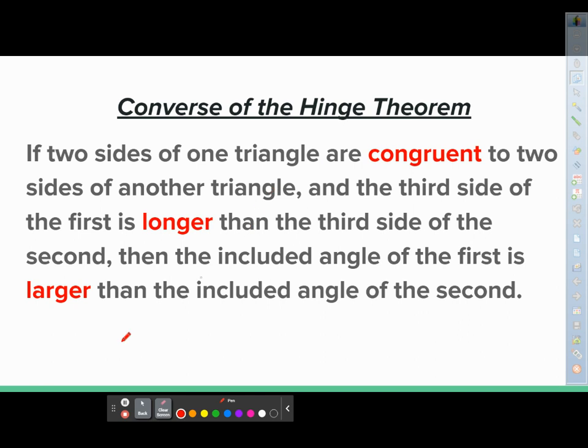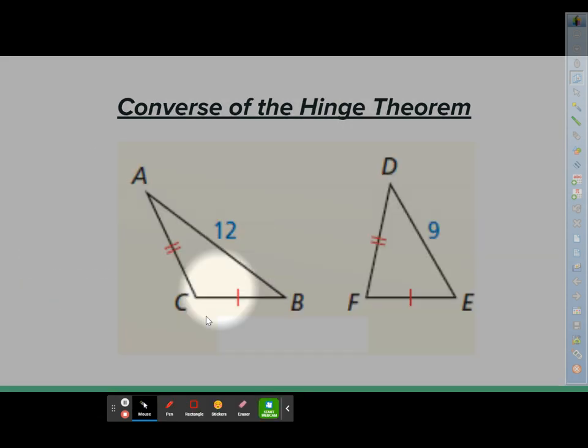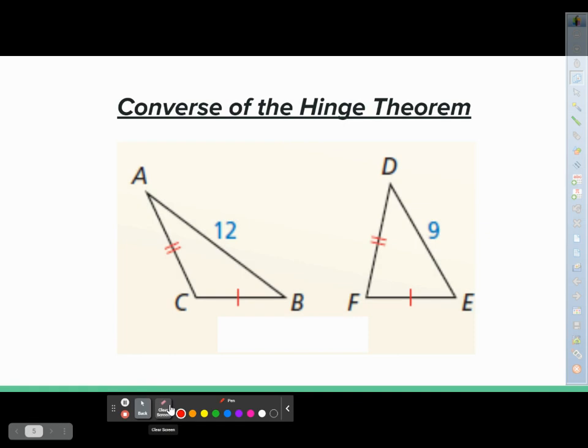All right, and an example. Notice that CB is congruent to FE and CA is congruent to FD. But this side here is bigger than this side over here. So that means this included angle, which would be C, included between CB and CA, would be the bigger angle, and angle F would be the smaller angle. So we would put that the measure of angle C is greater than the measure of angle F.